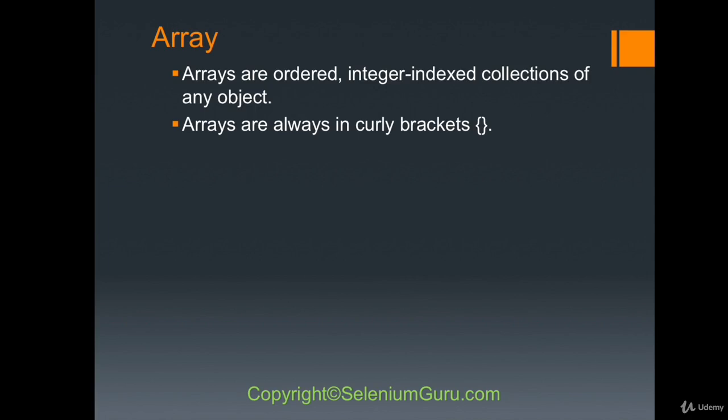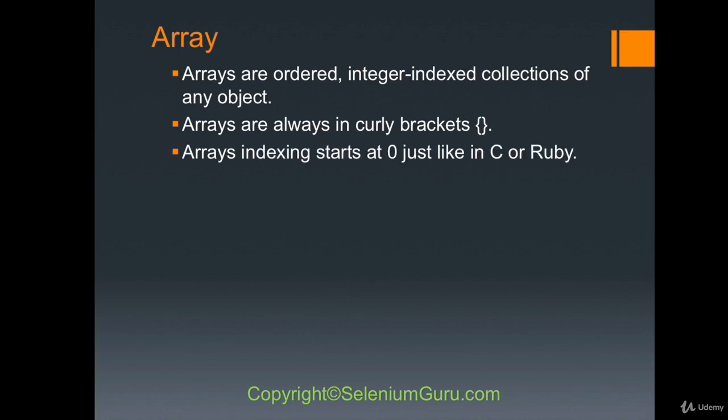Arrays in Java are always in curly brackets or braces. Array indexing starts at 0, just like C or Ruby. So arrays have a thing called indexing. If you have 4 elements in your array, the first one starts with 0, the second 1, 2, 3. So if you wanted to call the first one, you have to use array 0.